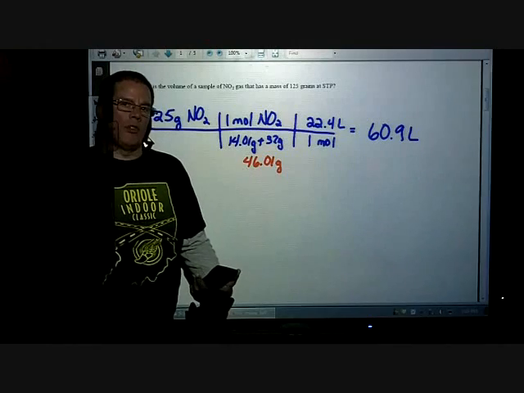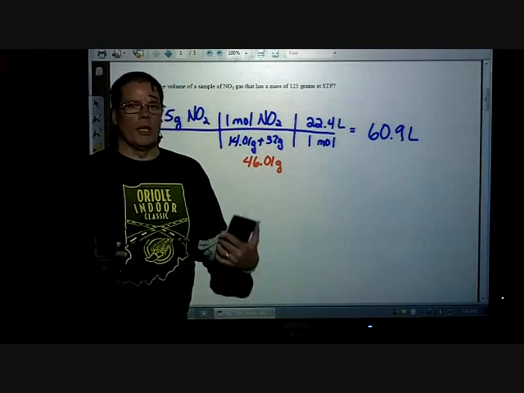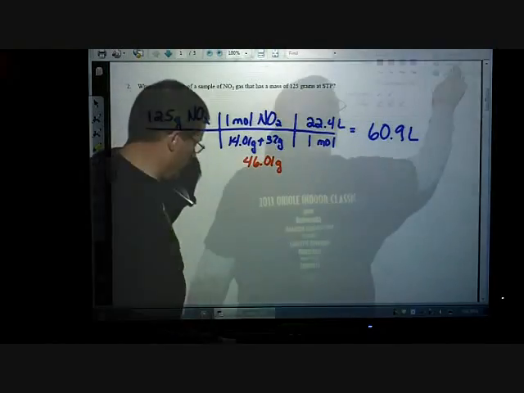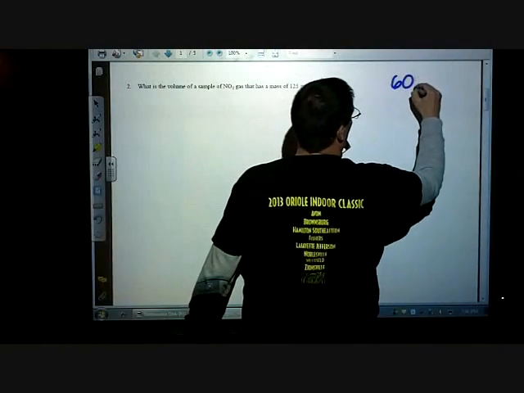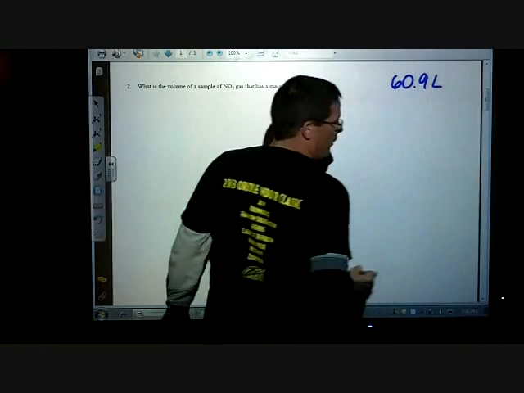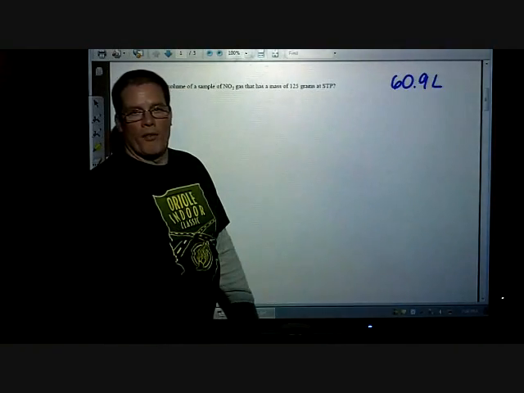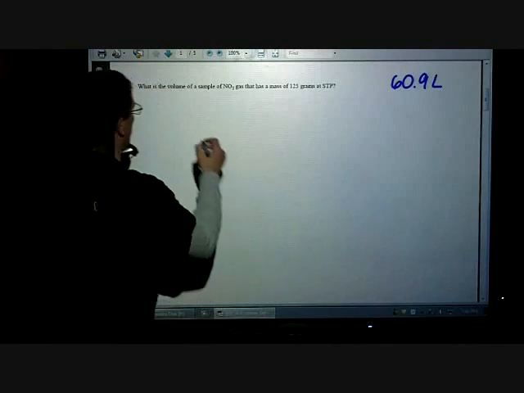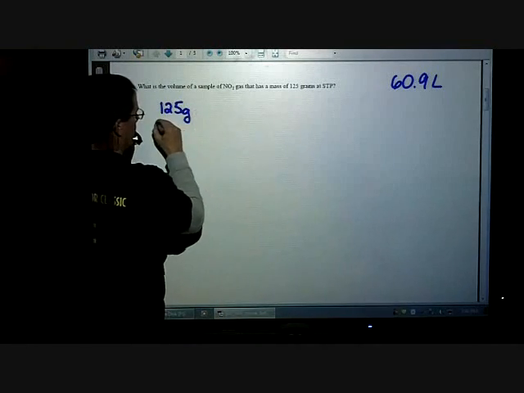I'm going to show you how you can solve this using PV equals nRT, which I know that some of you really need to be using. So my answer, I know, was 60.9 liters, which we just found. Now we still have to use the 125 grams and convert that to moles. So I still need to do 125 grams.